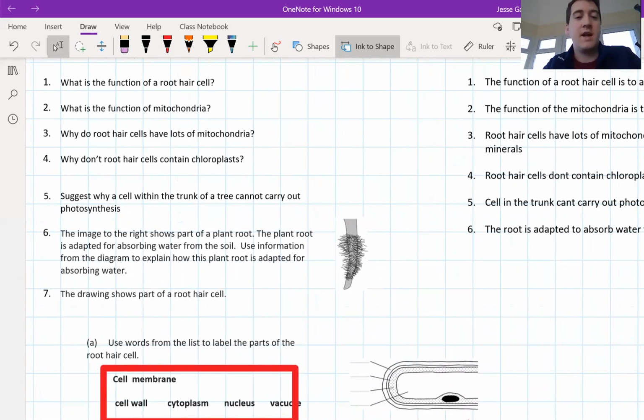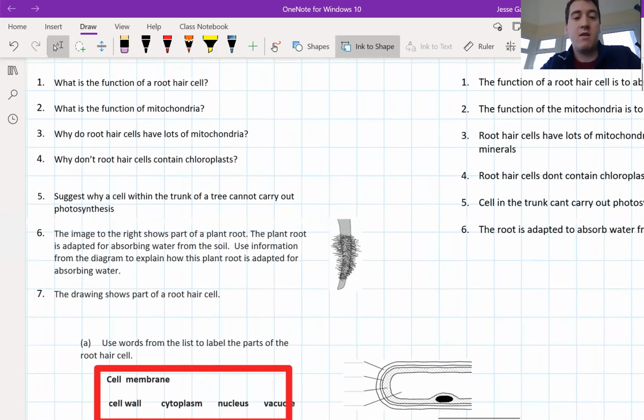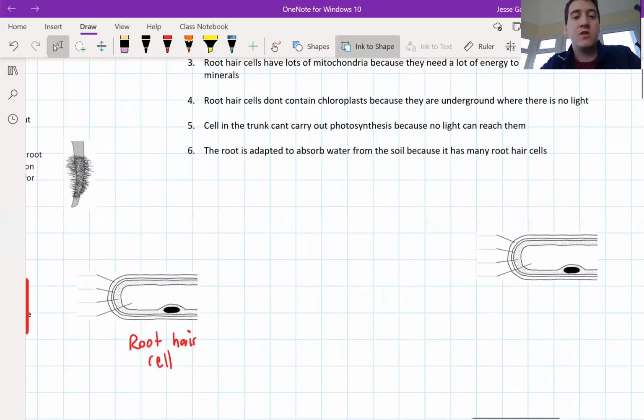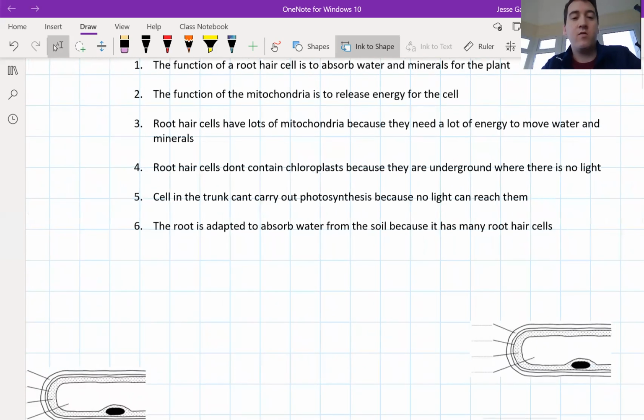So photosynthesis can't happen. Suggest why a cell within the trunk of a tree cannot carry out photosynthesis. Well, it's the same reason. If you've got a cell that's in the middle of a tree trunk, no light can get there. So it cannot carry out photosynthesis because light is required for photosynthesis. Well done if you got that one right. If not, make a note of it now. Okay, I'll just show you over here the answers again.